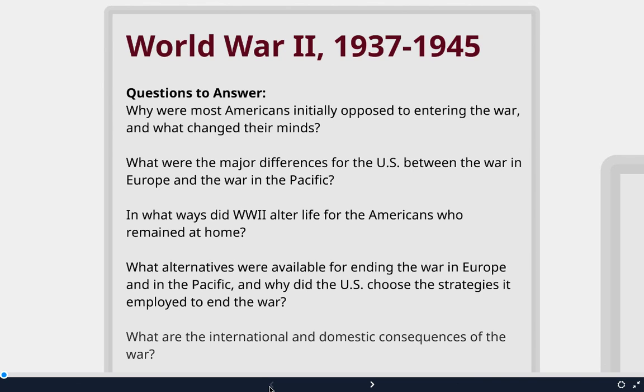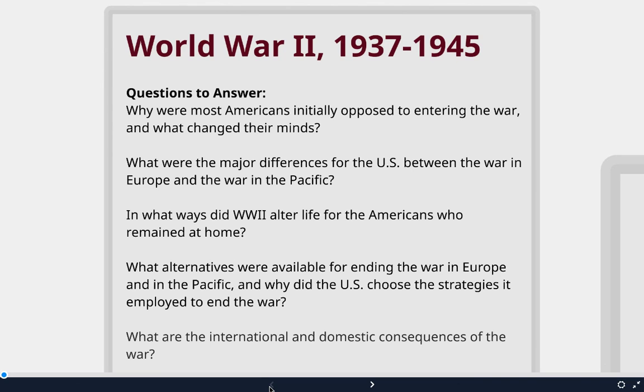The questions to consider today, first of all, is why were most Americans initially opposed to entering the war, and what ended up changing their minds? The other thing that we have to consider as well is what were the major differences for the U.S. between the war in Europe and the war in the Pacific.